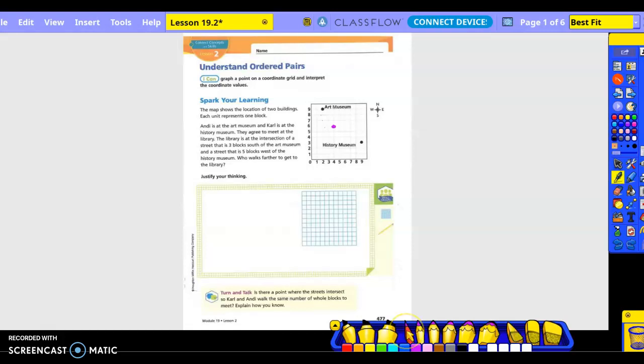Okay. So here is the library. And then their question is, who walks farther to get to the library? So basically, they would have to go down 3 here and over 2, right? So this is a total of 5 blocks. If they come down here and then go over, that's a total of 5 blocks, right? Okay, you come over and then up, that's a total of how many blocks? 8 blocks. That's 5 over and 3 up.